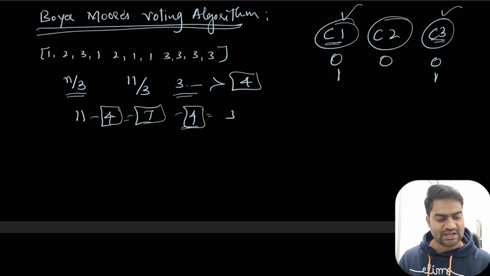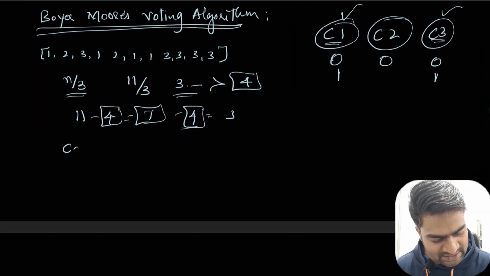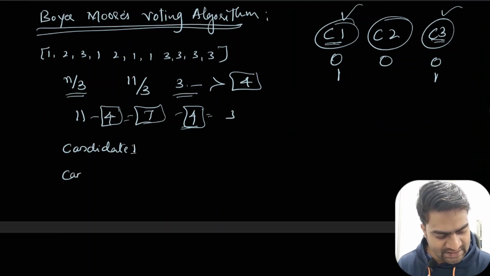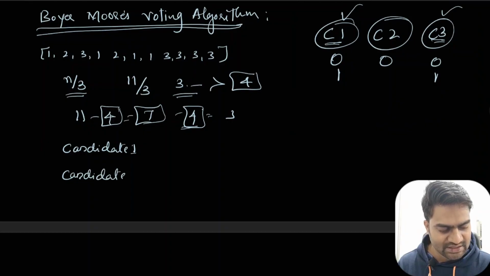So now we understood there will be 2 candidates, right? I mean, the votes should be greater than n by 3. Then what we will do, we will take candidate 1, he is our first winner candidate, and we will take candidate 2. He is our second winner candidate. We will keep on updating.